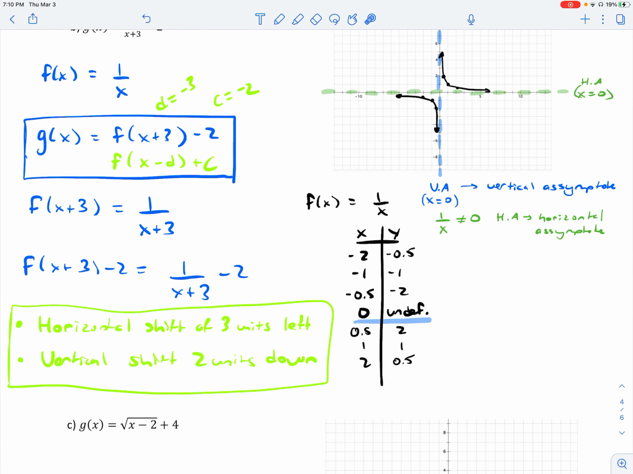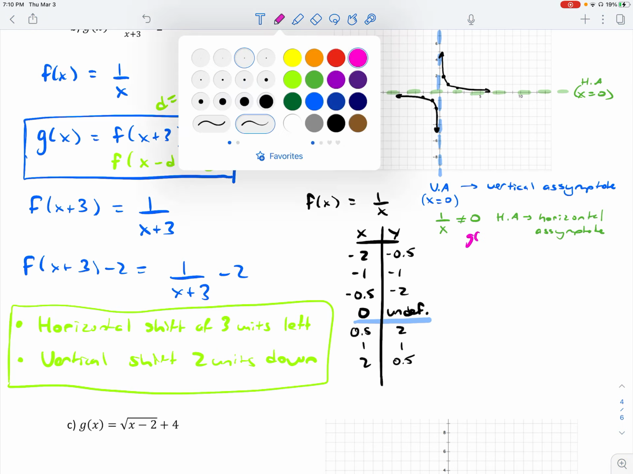So those are the base points. The question wants us to graph the transformed points, transformed function g of x. So let's write out g of x here. I'm actually going to do this in red.